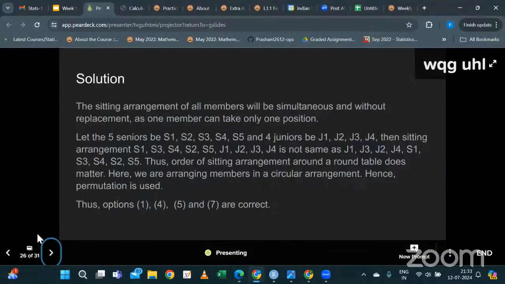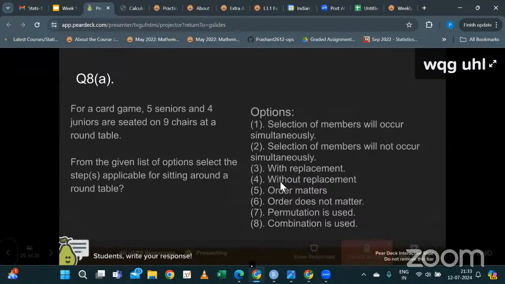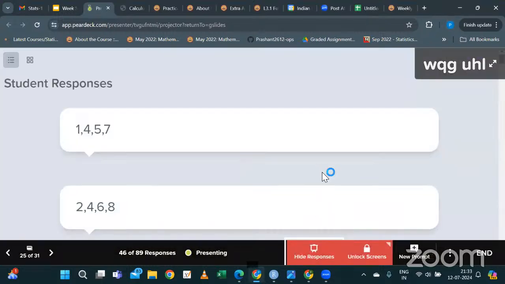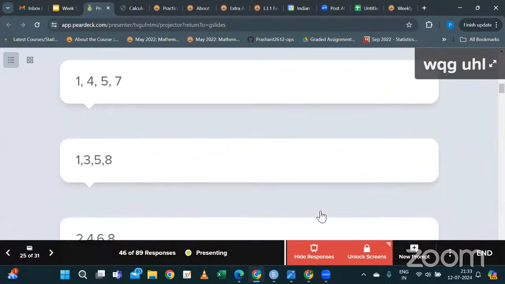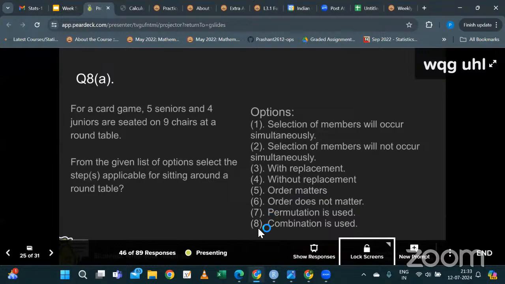Now, what about this? With replacement or without replacement? Without replacement, because one person sits and cannot occupy 2 seats. Correct. What about order matters or order doesn't matter? Order matters, sir. Does it matter? Why would order not matter? It is a round table.